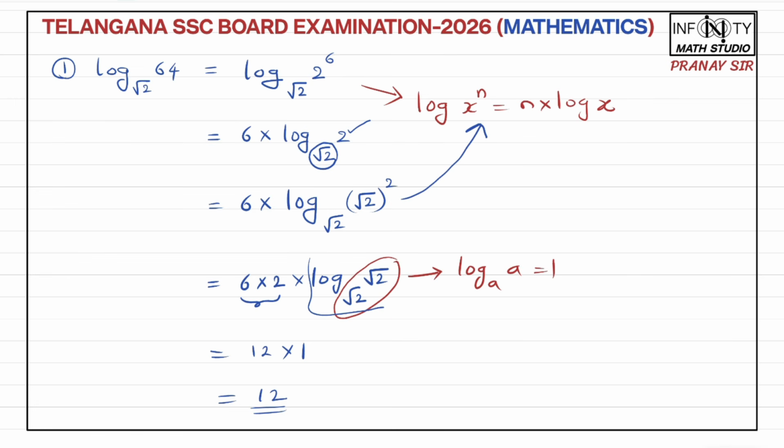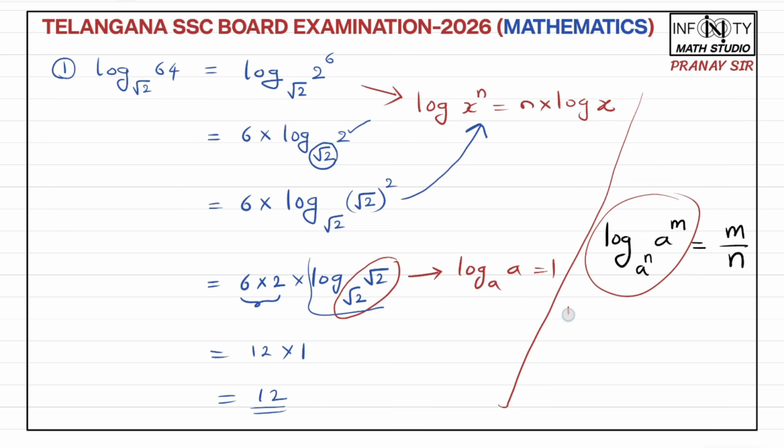Now let me explain a simple method. Here we need to know the formula. The formula is log of a power m to the base a power n is equal to m divided by n. This is the formula. Now how do we reduce the given log into this form? Let me explain. First I write log 2 power 6 to the base root 2 as it is.